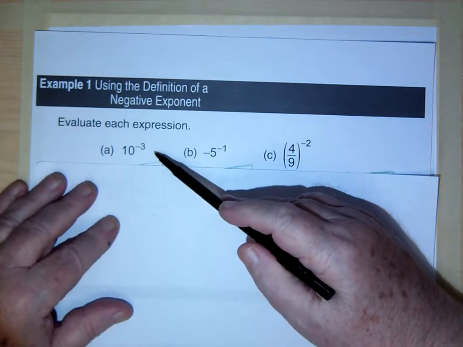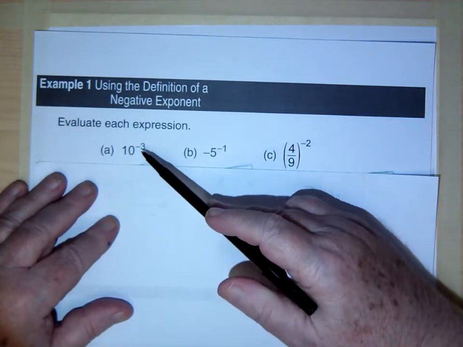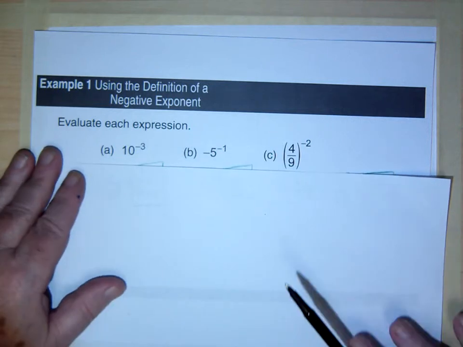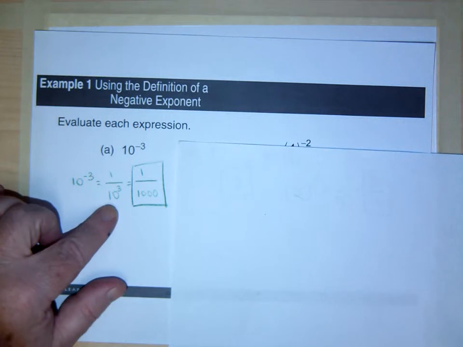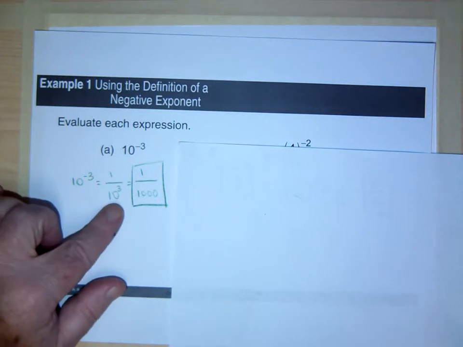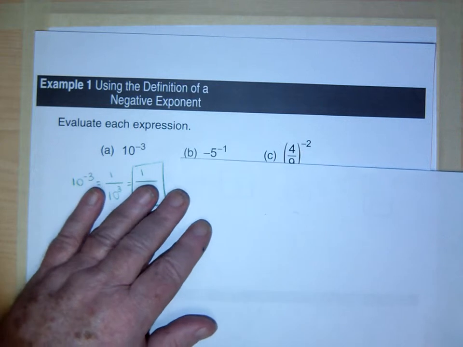So if I say 10 to the minus 3, that means that is 1 over 10. So the answer to that example will be 1 over 10 cubed. 10 to the minus 3 is 1 over 10 cubed, and that would be 1 over 1,000.